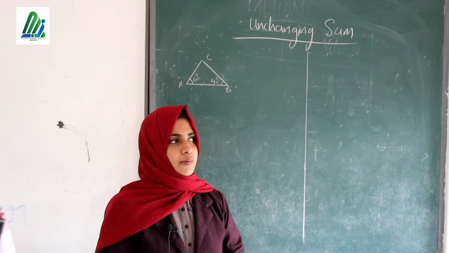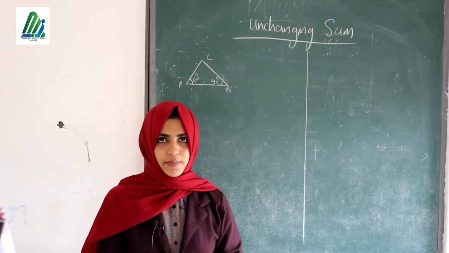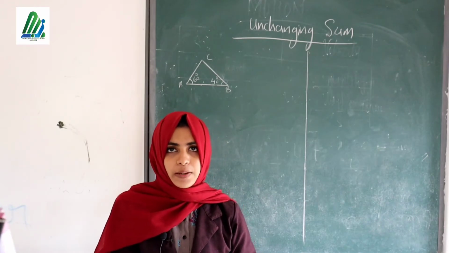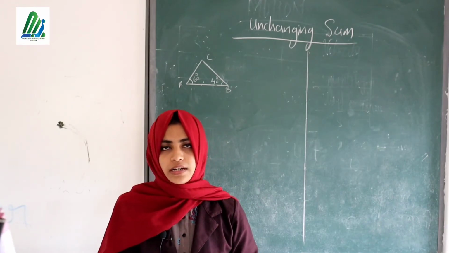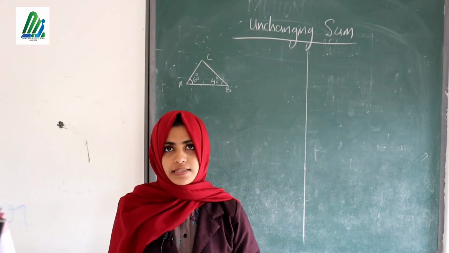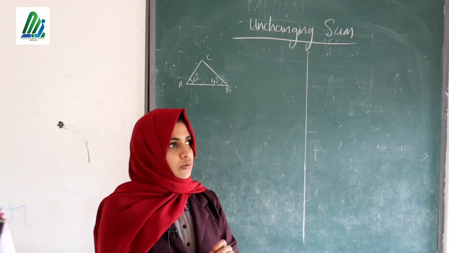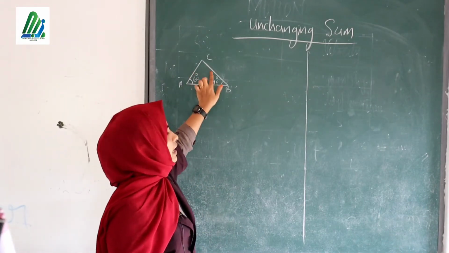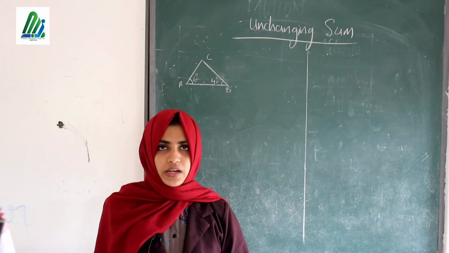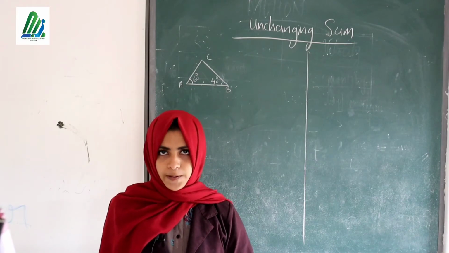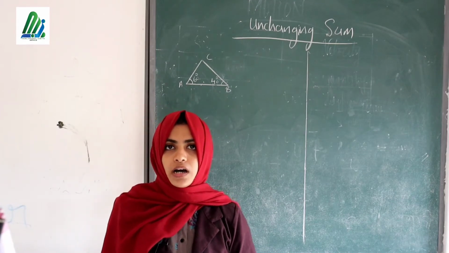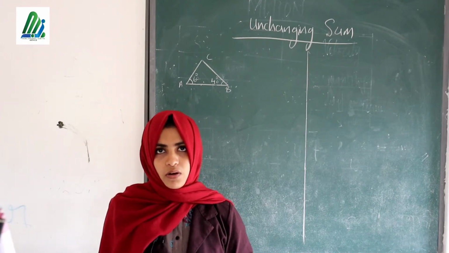Today we are going to learn about the topic: the sum of the outer angles. To calculate the sum of the inner angles of any polygon, we need only know the number of sides. Then what about the outer angles? What about the sum of the outer angles? So today we are going to learn about the sum of the outer angle of any polygon.